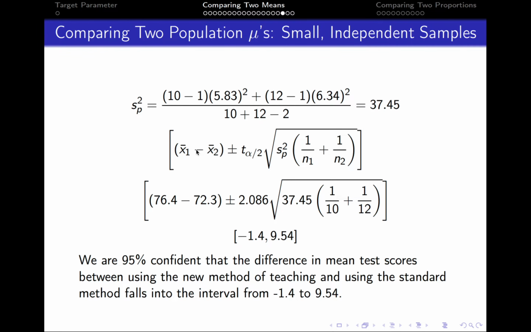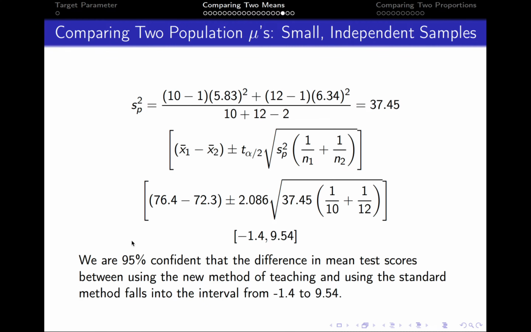So x1 minus x2, this is the difference between two sample means, 76.4 minus 72.3 plus minus the critical t-value, which we have found in the table to be equal to 2.086, and then the square root under which we put SP squared, 37.45, multiplied by the sum of 1 over n1, so 1 over 10 plus 1 over n2, so 1 over 12, and in the end we get the following confidence interval. So the lower boundary is negative 1.4 and the upper boundary is 9.54.